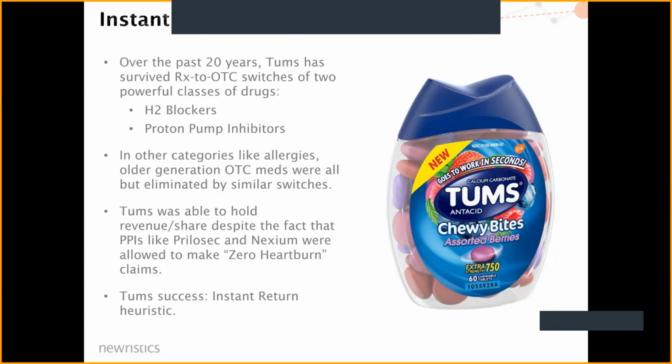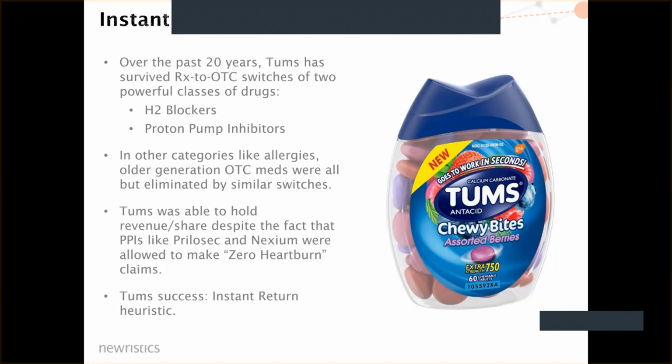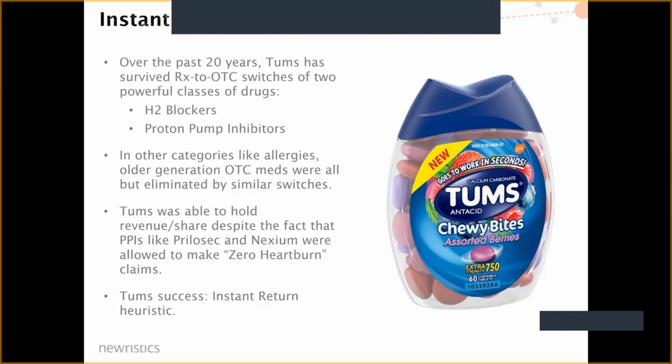And it's even more respectable what they've been able to do, given the fact that the proton pump inhibitors like Nexium and Prilosec were allowed by the FDA to use a claim called zero, like literally they can say zero heartburn, which is an amazing claim. A lot of the success of Tums resides on feeding instant return heuristic.